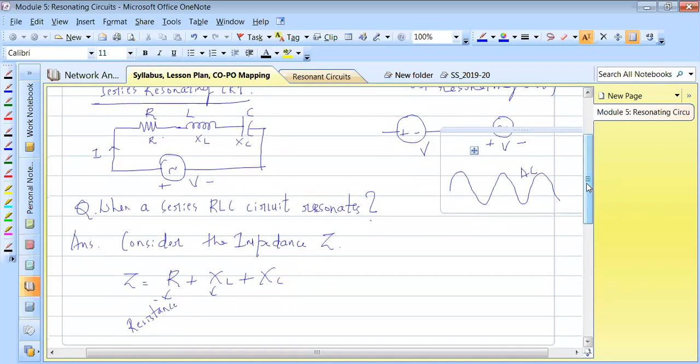Fine. See here. When a series RLC circuit would resonate is the question that we are answering. Now, to understand that, we need to know the reactances and resistances and something called impedance. You see this? This is impedance. What is an impedance? Impedance is the resistance plus reactance of the circuit.